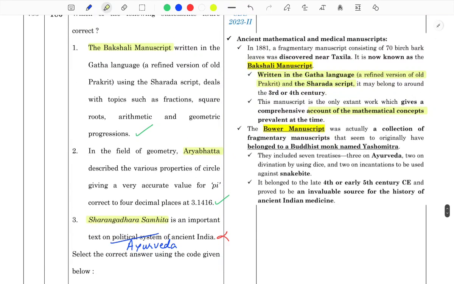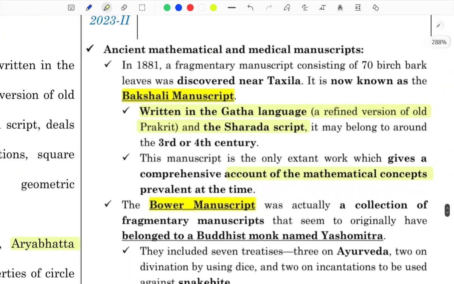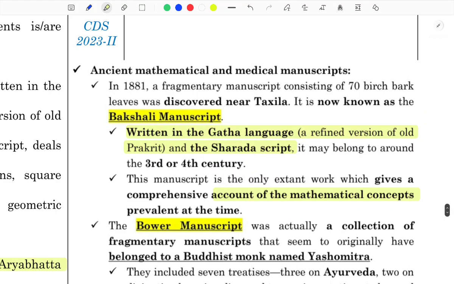UPSC mixed this question with Upinder Singh and some other reference book of medieval India. So this is a mixed question of early medieval and ancient. So this is straight from your box, and the box is in your notes. It is talking about ancient mathematical and medical manuscripts. So in 1881, a fragmentary manuscript consisting of 70 birch bark leaves was discovered near Takshila.